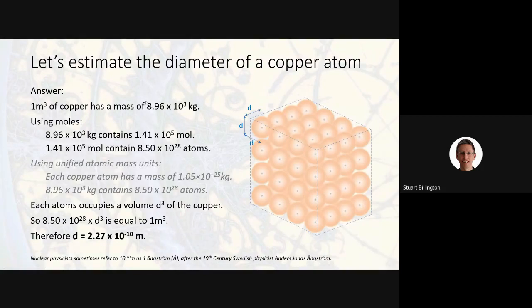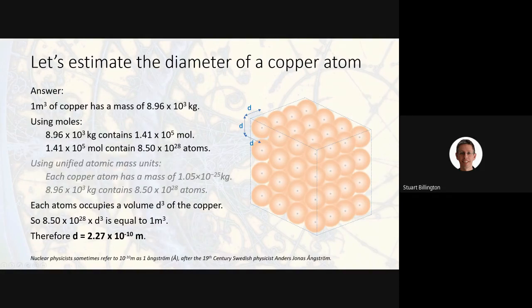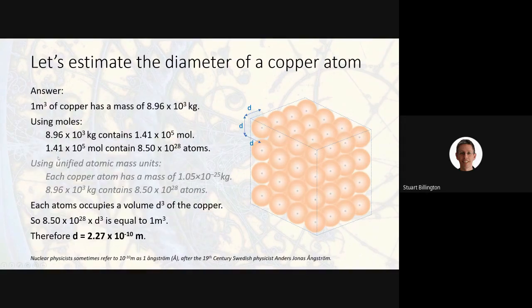And then you've been told what the mass of a single mole is. So 63.5 grams for a single mole. So if you divide that number by 63.5 grams, you will get how many moles there are in a meter cubed. So there are just over 10 to the 5 moles in 1 meter cubed. And then I also told you that there are that many atoms in each mole. So if you multiply this number by Avogadro's number, that huge number, you'll get that there are 8.5 times 10 to the 28 atoms in a meter cubed.